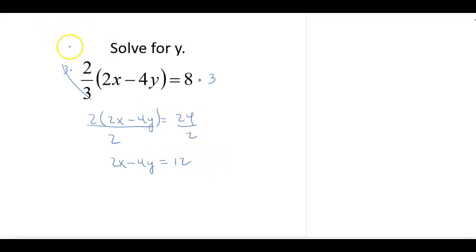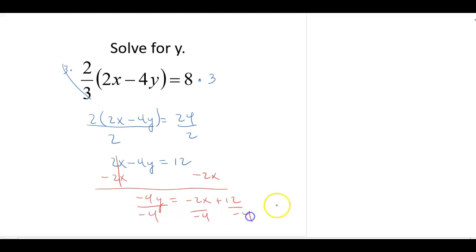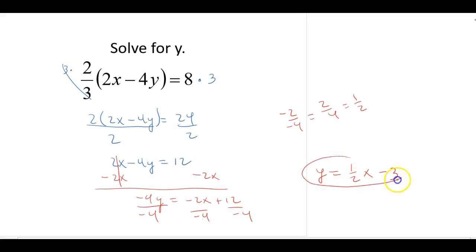And now we're back to doing what we did before. Subtract 2x, subtract 2x. Negative 4y equals negative 2x, right, plus 12. Divide everything by negative 4. And y is equal to negative 2 over negative 4, right? That's going to become a positive 2 over 4, which is the same as 1/2. We don't want decimals here. 12 divided by negative 4 is negative 3, so it's minus 3.